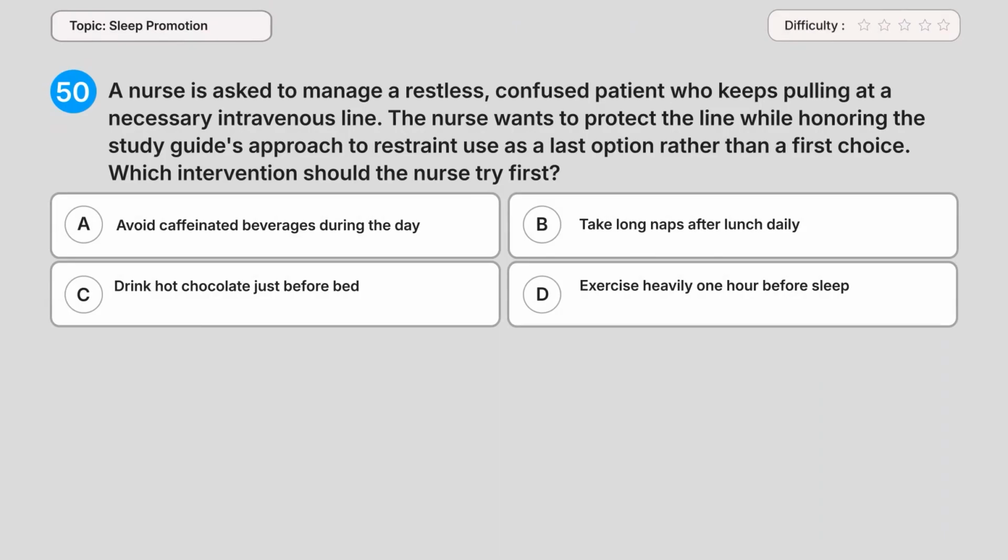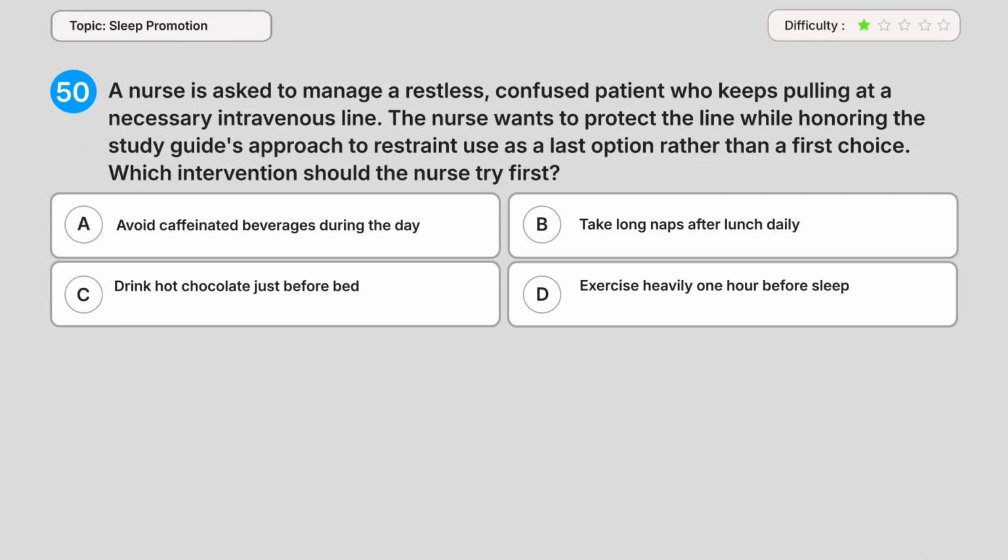Question 50. A nurse is asked to manage a restless, confused patient who keeps pulling at a necessary intravenous line. The nurse wants to protect the line while honoring the study guide's approach to restraint use as a last option, rather than a first choice. Which intervention should the nurse try first?